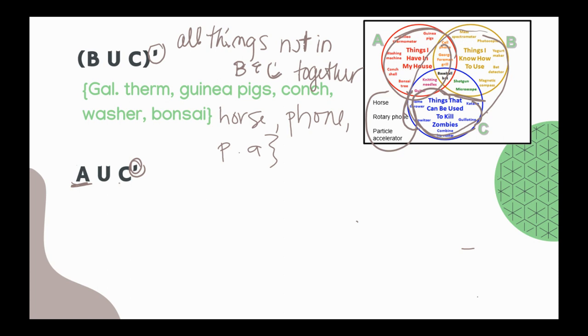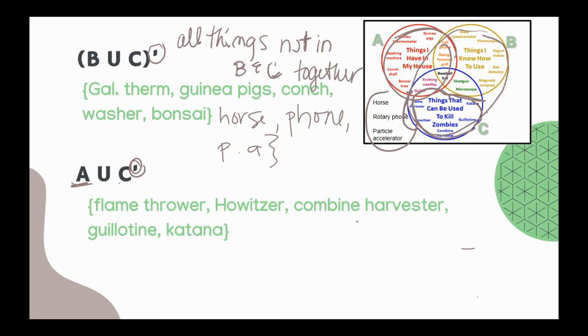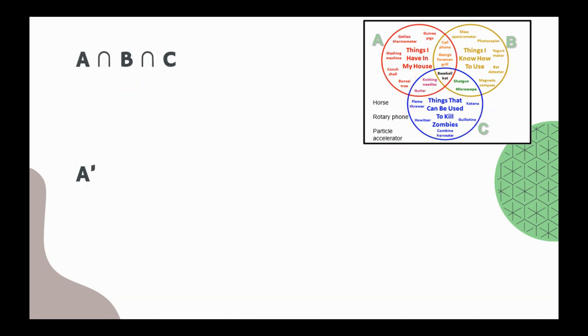Again, you can abbreviate or whatever else, and we can look at it that way. Now, again, I forgot the horse, the phone, and the particle accelerator. So make sure that those are included when you write this out, okay? I hope we're kind of getting the idea here. Let's do a couple more.